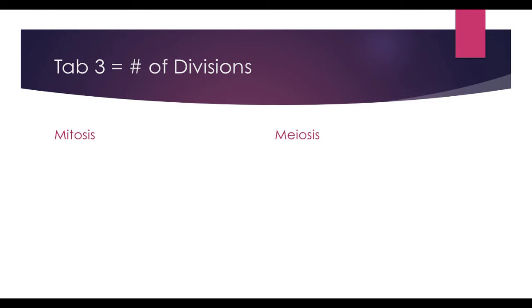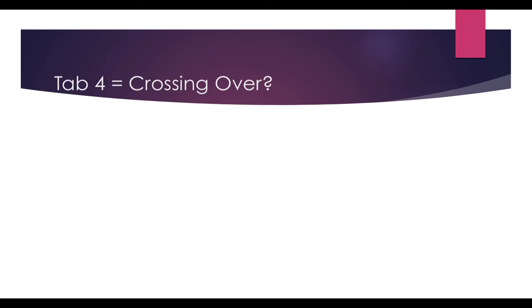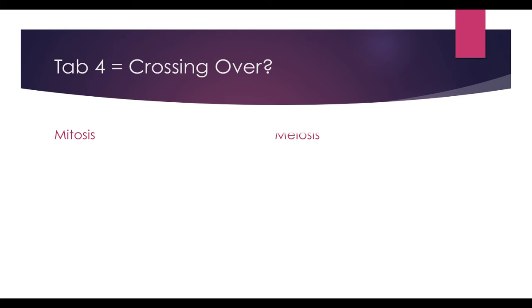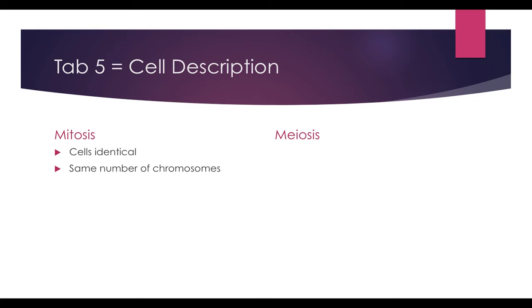For tab 3, the number of divisions, we have 1 division in mitosis, whereas we have 2 divisions that occur in meiosis. Crossing over: in mitosis, we have no crossing over, but in meiosis we can have crossing over taking place, and that's because of the formation of the tetrads during prophase 1. The cell description: for mitosis we have identical cells with the same number of chromosomes and the same type of chromosomes. This process happens in body cells.